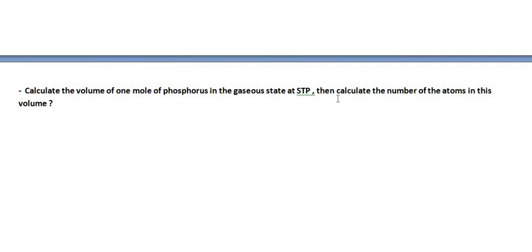So if you want to calculate the number of atoms, since one molecule of phosphorus vapor contains 4 atoms, the number of atoms of phosphorus is equal to Avogadro's number by 4. If you multiply Avogadro's number by 4, this gives you the number of phosphorus atoms in 1 mole of phosphorus vapor.